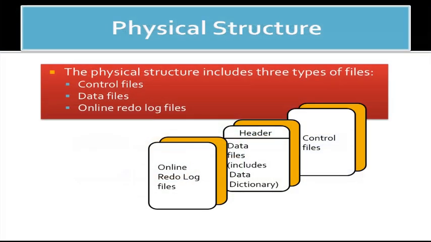Physical structure. The physical structure includes three types of files: control files, data files, and online Redolog files. The control files and data files include the data dictionary, and the online Redolog files.